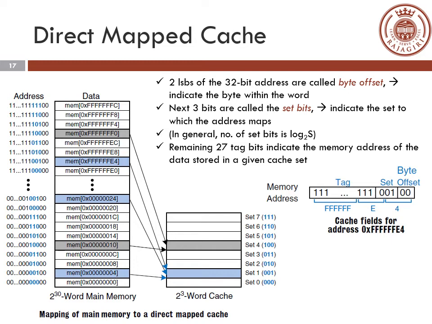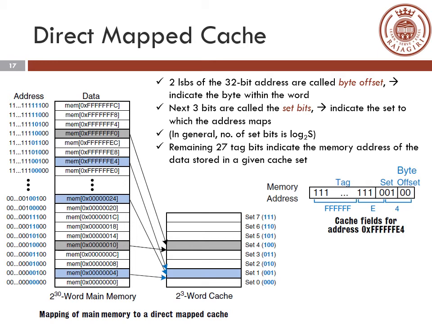Okay, and that depends on the cache size. Right now it is 3 because in the cache you are having 8 locations, and suppose in the cache if you are having 16 locations, the set bits will have a size of 4 bits. So that depends upon the size of the cache. Since it is an 8 location cache, the set bits are represented as 3 bits. Now the remaining 27 bits are known as the tag bits, that indicate the memory address of the data stored in the given cache.